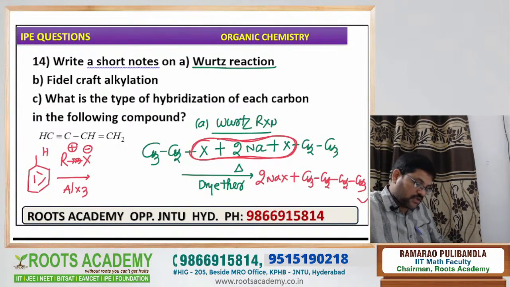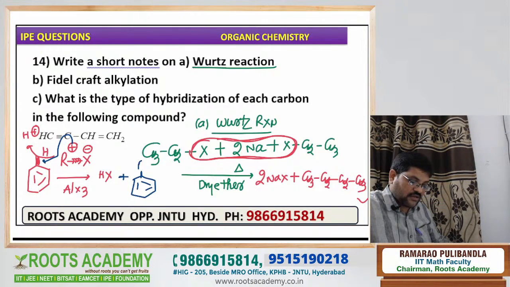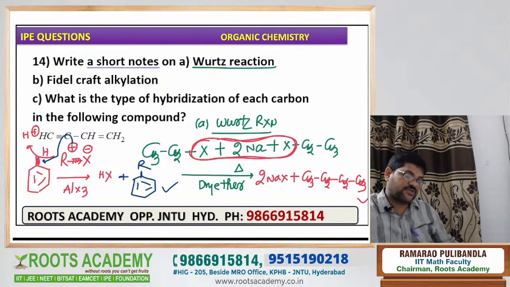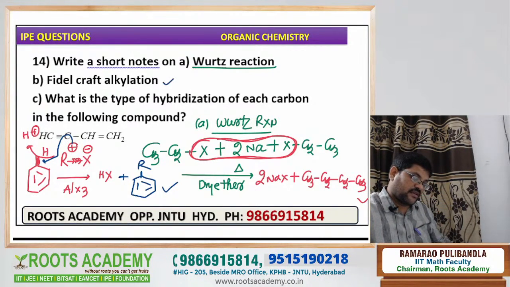Now one of the hydrogens leaves out as an H plus ion. The H plus ion combines with the X minus ion, with loss of HX. Now here the sigma bond carries a negative charge. That is why the R plus attacks the sigma bond with negative charge, and you get alkyl benzene. Understood what I am saying? That is called Friedel Crafts alkylation.